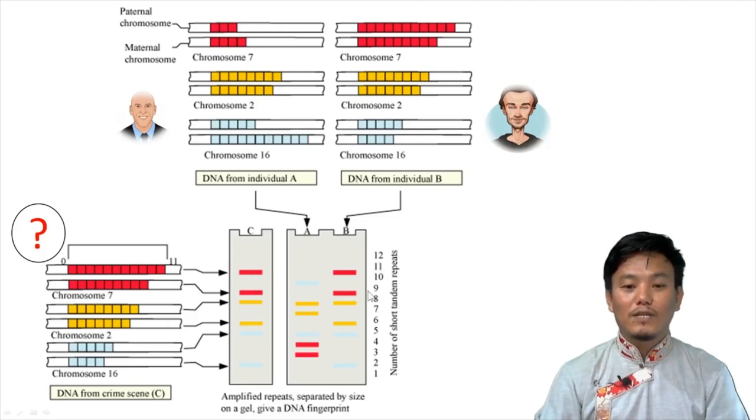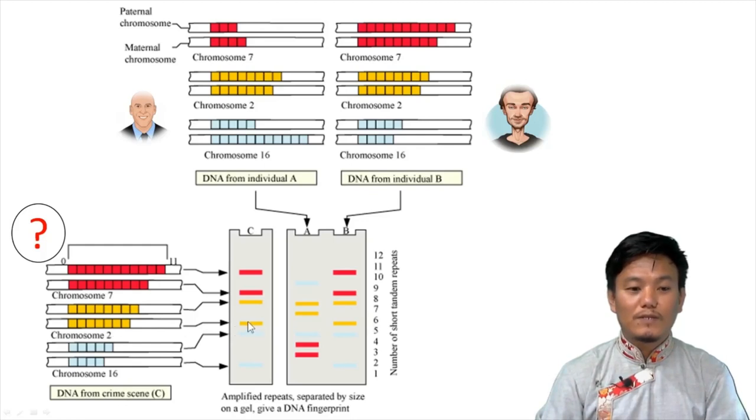So this is near 9, and over here you can see that on chromosome number 2 we have this one, 1 2 3 4 5 6 7 8, so this is near number 8. This VNTR is near number 8, and this VNTR is near number 6. So just like that, we can create a DNA profile of the criminal who has left his DNA over there.